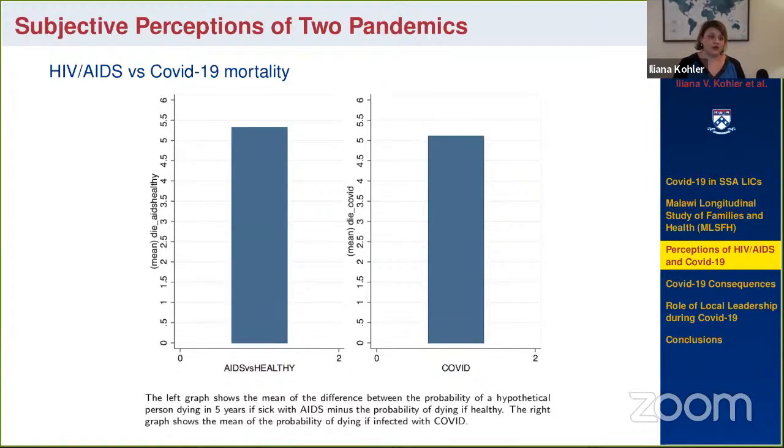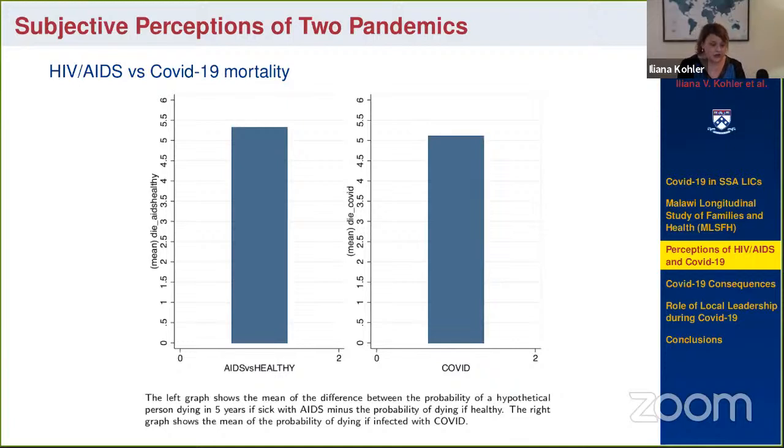This is shown in this figure, and I want to emphasize that what I'm showing on the left side of the figure, the perceived extra mortality for HIV and AIDS, refers to the year 2006, before ART was implemented in Malawi. So our study population experienced a very similar situation as nowadays, a widely ranging pandemic without availability of treatment or vaccine. The figure shows that the perceived extra mortality of HIV and COVID is very similar. So to sum it up, our data suggests that people in rural Malawi have a very good understanding of the COVID-19 pandemic dynamics in terms of infection risks and also of the implications, what it means to be infected by COVID-19.